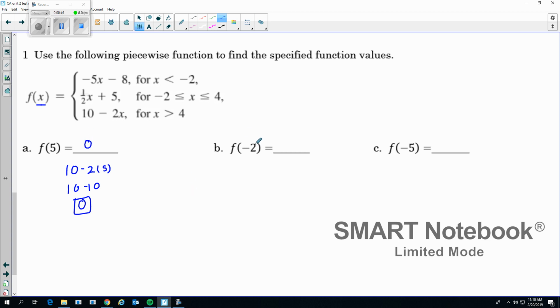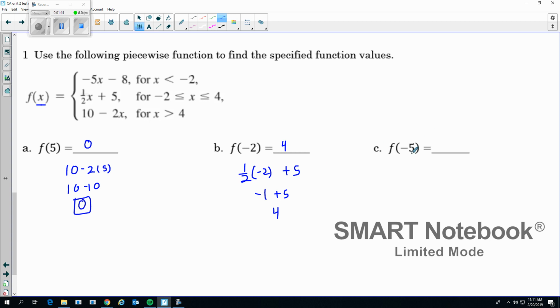Next one is negative 2. And so you're trying to decide which one between these two, but it should be the middle one because negative 2 is greater than or equal to negative 2, but it's also less than or equal to 4. So it's squeezed between those two numbers, and then equality indicates that we include negative 2 as part of this set. So we're going to have 1/2 times negative 2, and then we'll add 5 to that result. So negative 1 plus 5 is 4. So we'll go ahead and put a 4 right there.